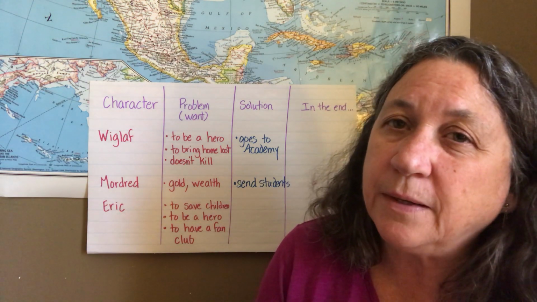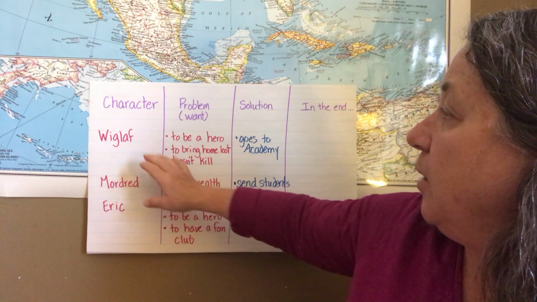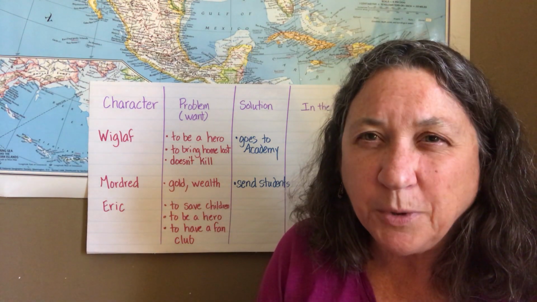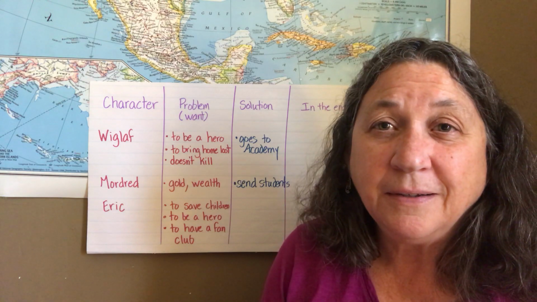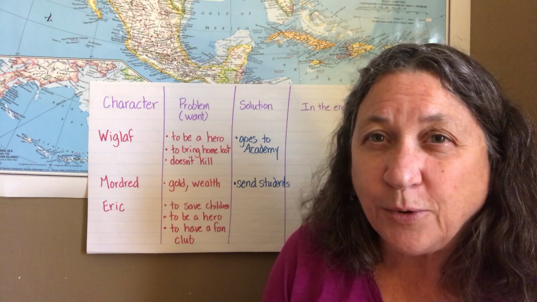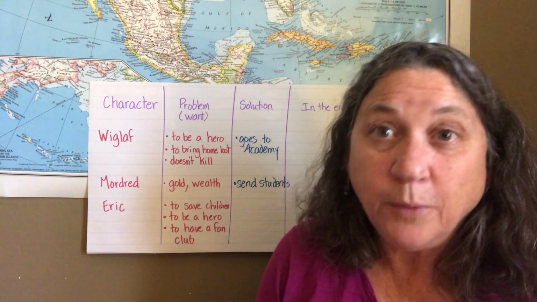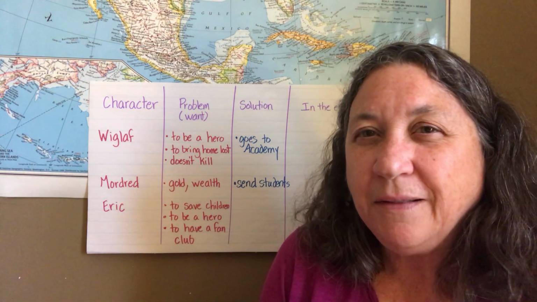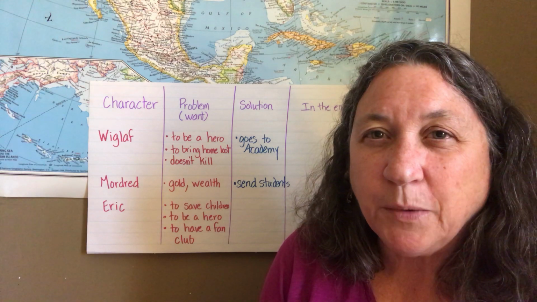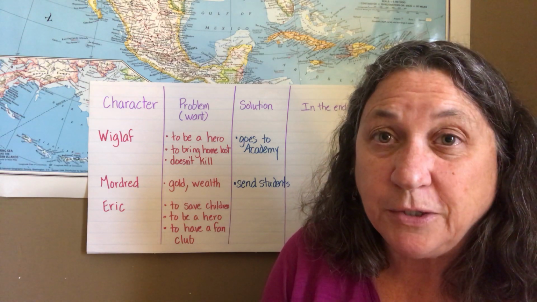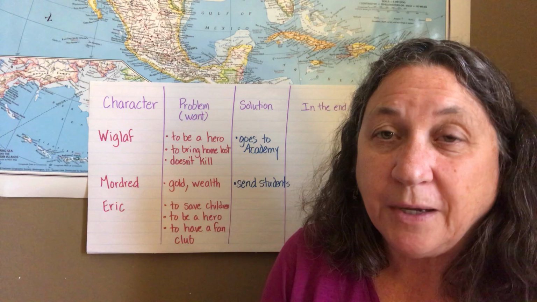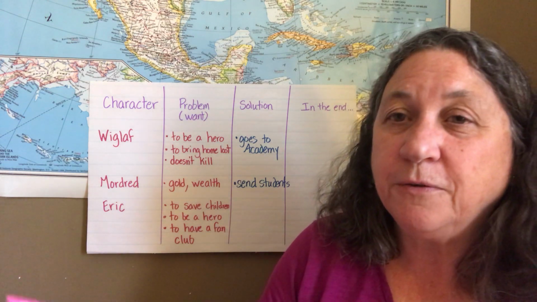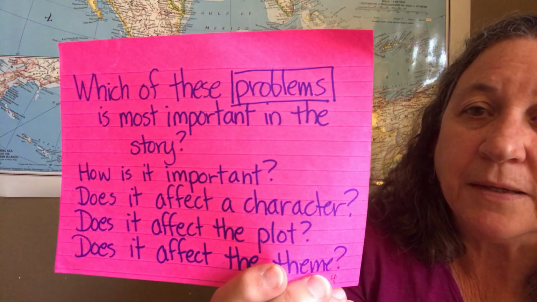So if the most important problem is that Wigloff doesn't want to kill, then how's that going to affect him in this book when he's sent off to kill a dragon? He's a very smart boy, so is he going to figure out a way to get the loot without killing the dragon? Perhaps. What is the author trying to tell us about this problem, that Wigloff is not a killer, but he's really driven to help his family and to become a hero? So these are things that you can keep track of, and these are questions that you can ask.